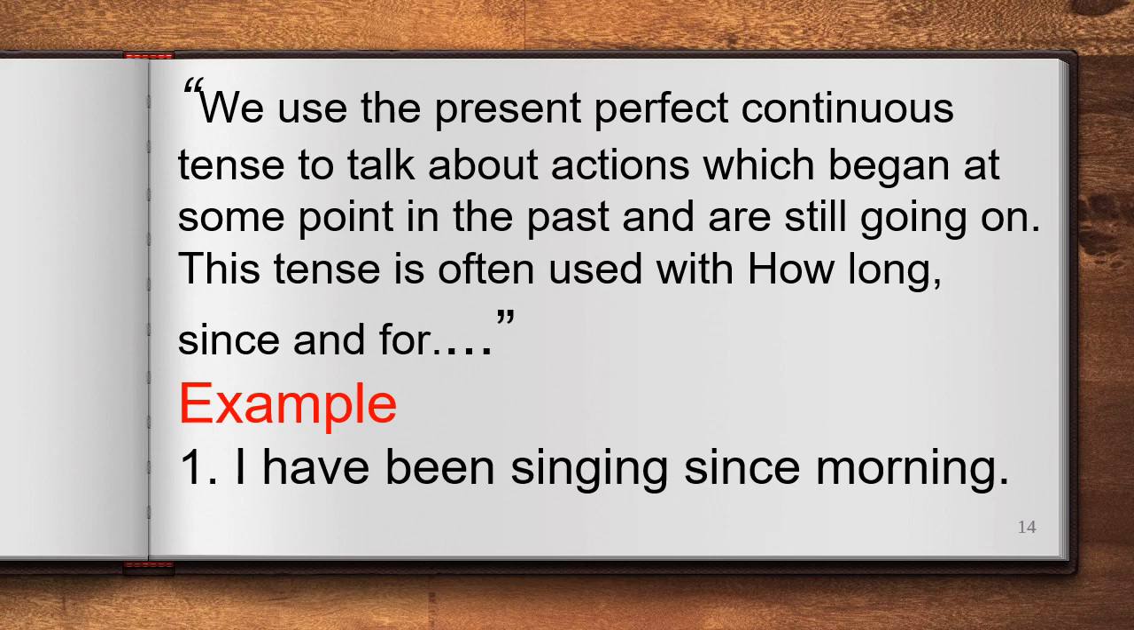Now, what is the formation of present perfect continuous tense? Its formation is has or have plus been plus V1 plus ing. Same, has is used with singular subject and have is used with plural subject.